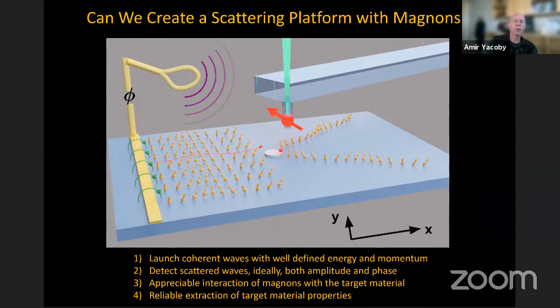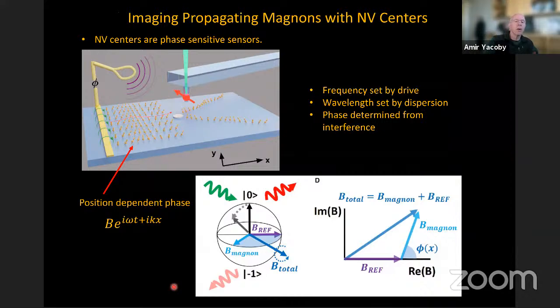Of course, we want to make sure that our spin waves that live in our vacuum have an appreciable interaction with the material. And lastly, we need to be able to reconstruct from our scattered information what the underlying properties of the material are. And as you'll see, this is one of the harder parts here. I believe this is the hardest part in any scattering experiment, the inverse problem. So let's focus on imaging first.